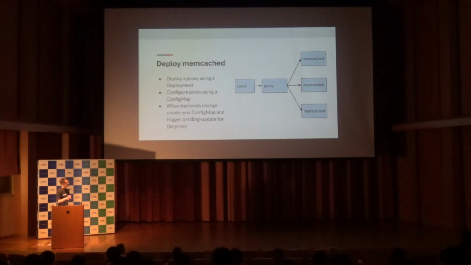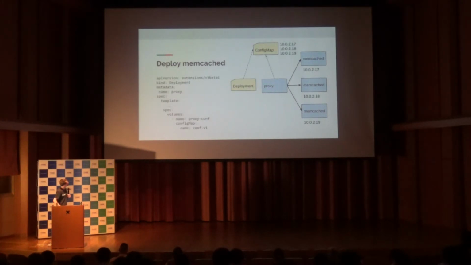Then we're going to configure the proxy using a config map, which stores configuration in a file, which the proxy can then read. And when the backends change, like say our memcache instances change, like the IP addresses, we can then update the config map and then update the proxy. So we have something like this right now, where we have a deployment that's pointing to this config map conf v1, and it has the list of the 3 IP addresses for our backends.